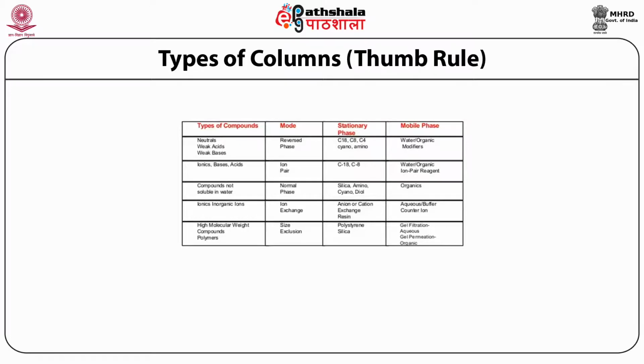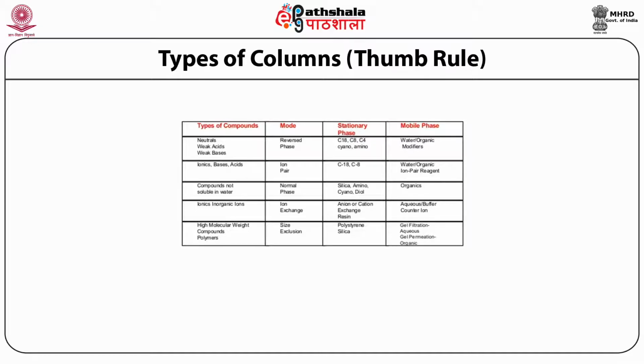If the compound is not soluble in water, then you have to use a normal phase, in which silica, amino, cyano or diol columns can be used along with organic solvents. Here we can't use water-based solvents. For ionics, inorganic ions, when you go for inorganic ion analysis, ion exchange mode has to be used, with ion exchange columns where aqueous buffers and counterions are used. Here exotic conditions are used to do the elution. Sometimes the pH ranges are ones you won't see in reverse phase.